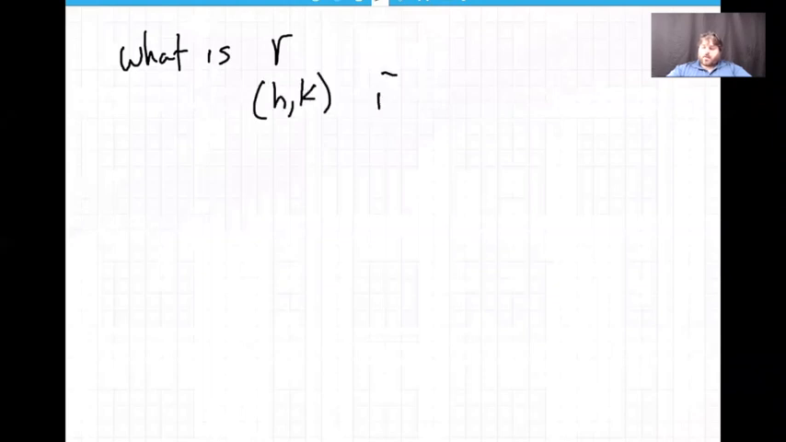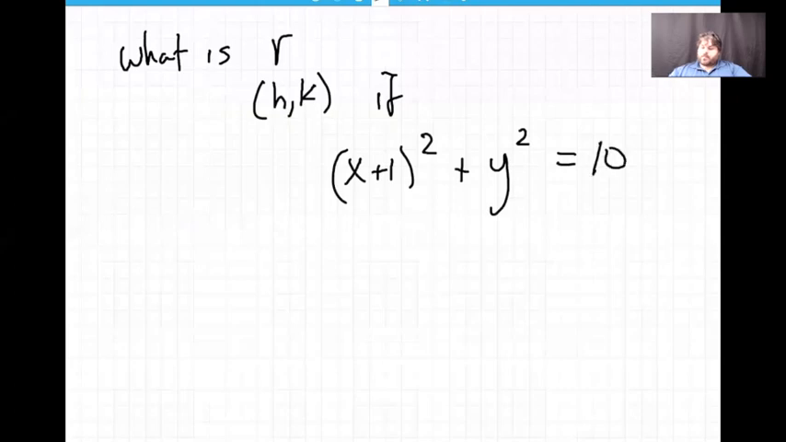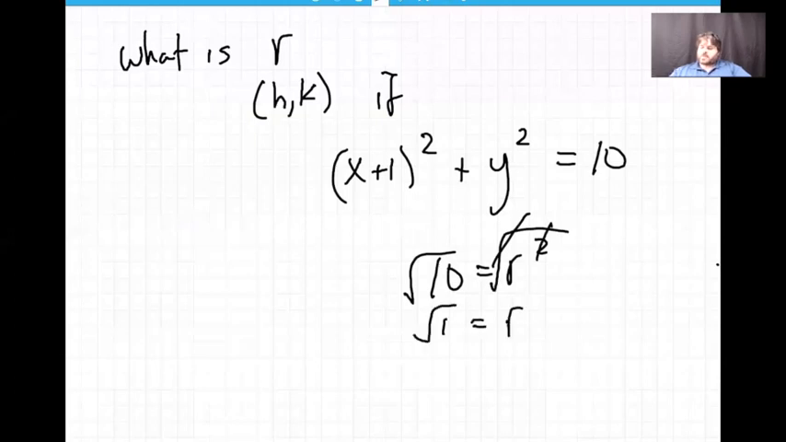All right, so what is the radius and what is the center if the equation is (x + 1)² + y² = 10? Okay, what's the radius first of all? Well, remember 10 is radius squared. So that means if I want to find the radius, I've got to get rid of the square. So I square root both sides. The square and the root cancel. That leaves me with the radius is the square root of 10. That is my radius, the square root of 10.